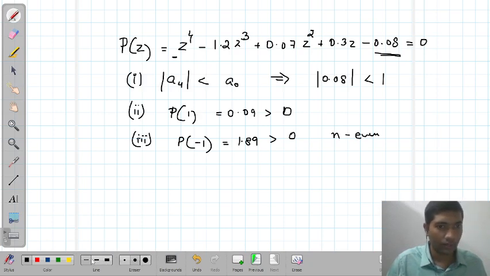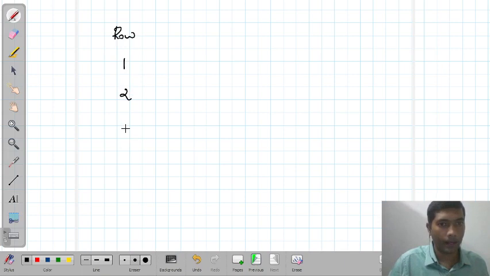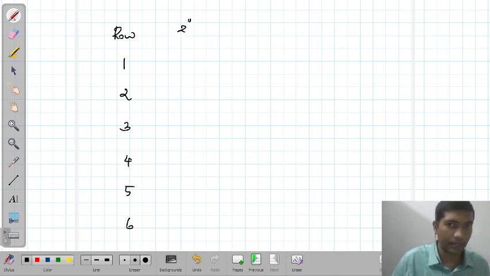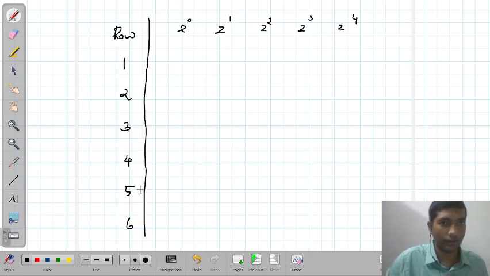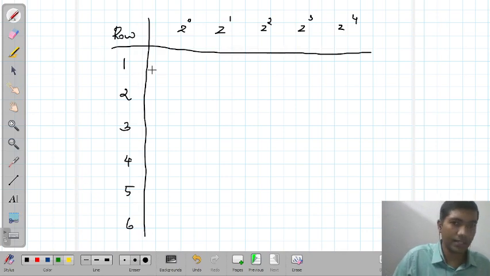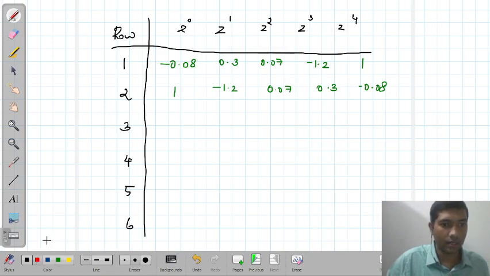the Jury's table. So I'll quickly draw the Jury's table in this case. So we have rows here 1, 2, 3, 4, 5, 6, and column wise we have Z raised to 0, Z raised to 1, Z square, Z cube, Z raised to 4, right? And the coefficients, I'll write the coefficients quickly. So the coefficients are minus 0.08, 0.3, coefficient of Z square is 0.07, coefficient of Z cube is minus 1.2, coefficient of Z raised to 4 is 1. So this is the first row. The second row is just the reverse, so it is 1, minus 1.2, 0.07, 0.3, minus 0.08. So that is the first two rows.